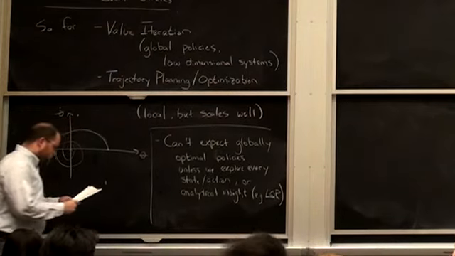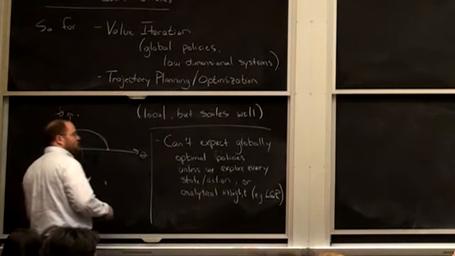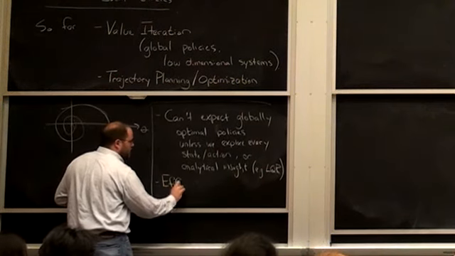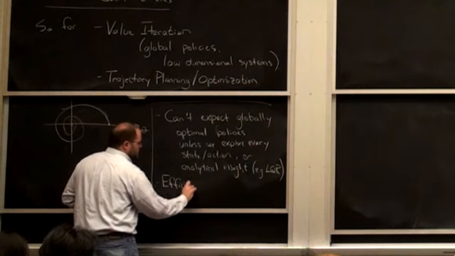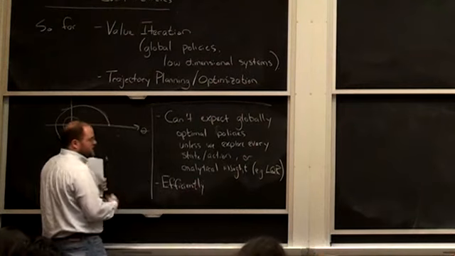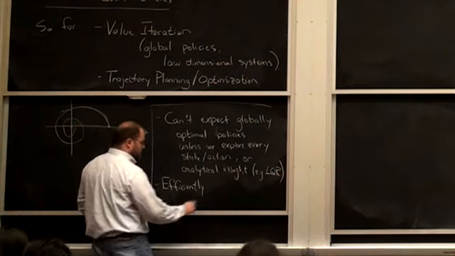So the goal is maybe we can efficiently get good enough policies. And I don't care about optimality per se. I've said that before. I just care about using optimal control and the like to turn these things into computational problems.